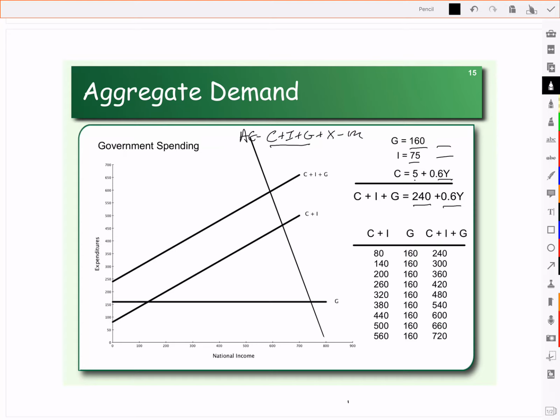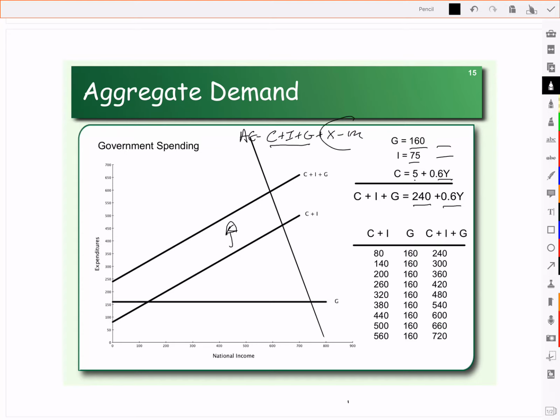Now notice that government spending is autonomous, so when we add government spending to our C plus I, all we're doing is shifting up the graph by the amount of government spending. So remember, C had an upward slope, but I was autonomous, so we just shifted up the C graph, and now we're shifting it up even further by adding government spending.